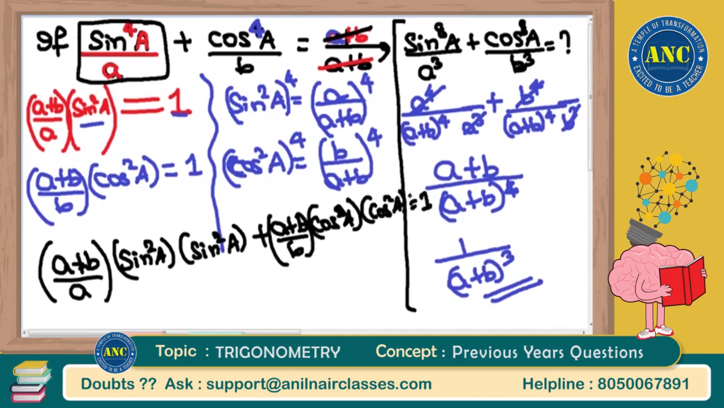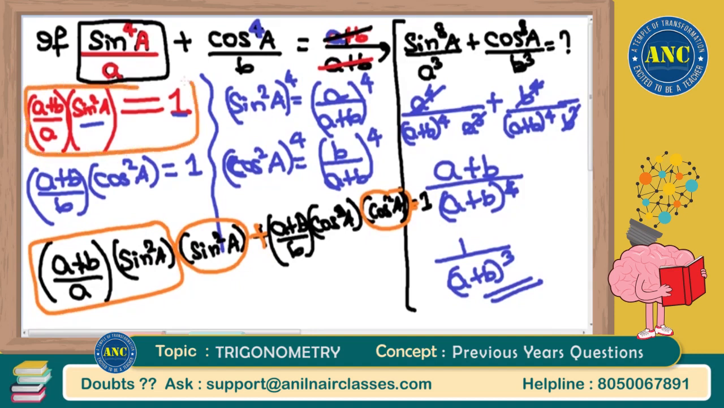Why did I write all these things, Anurag? Very simple logic. Sin square theta plus cos square theta is equal to 1. That means this entire coefficient of sin square theta should be equated to 1. That is what I wrote here, Anurag. Similarly, this entire coefficient of cos square theta should be equated to 1. That is also what I wrote here, Anurag. And then simplify. Simple.